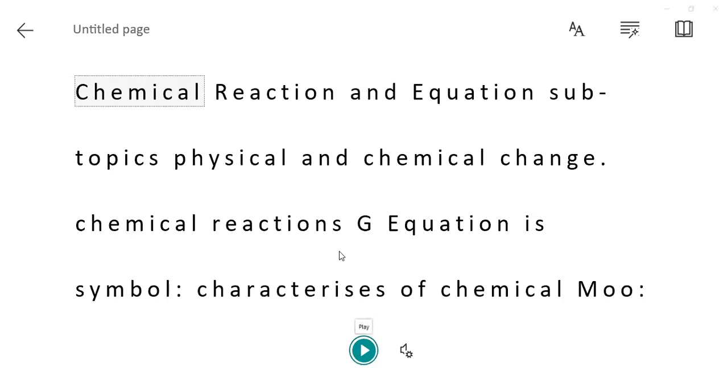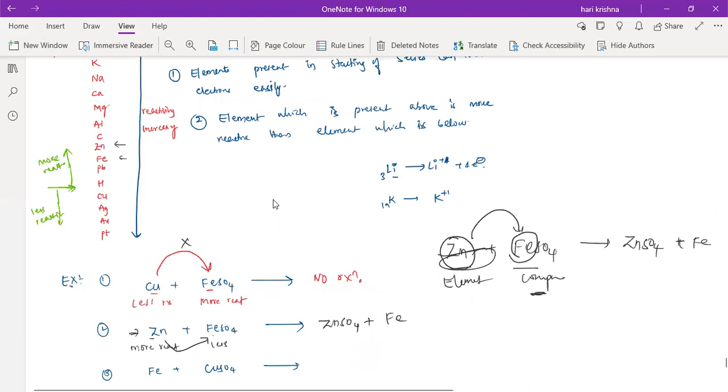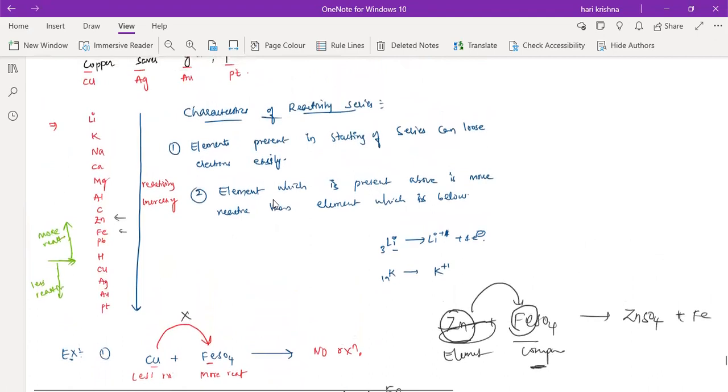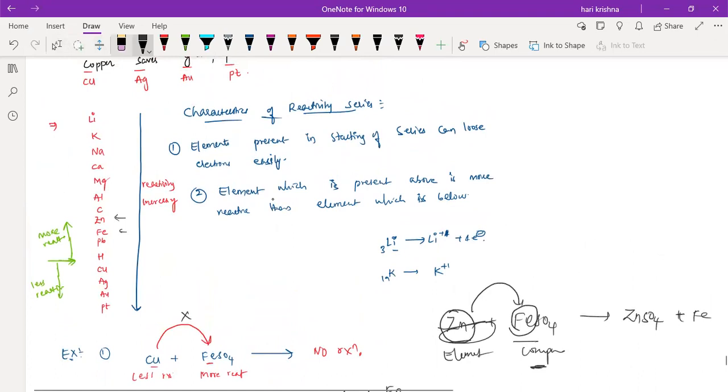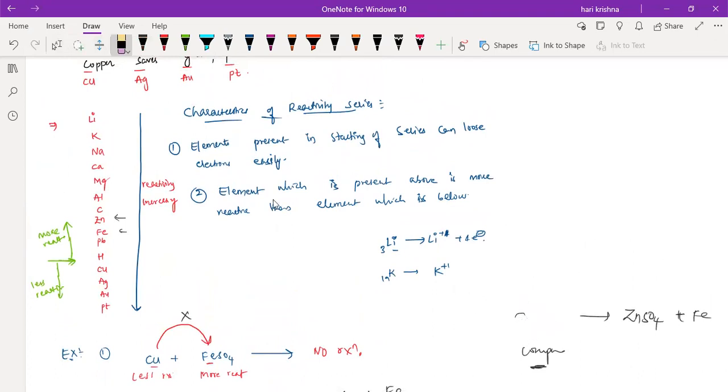Now, when you take the acids, generally acids contain the H plus ion in common. So whichever is the active metal will displace the hydrogen from the acid and form the respective salts. Active metals means whichever metals are at the start of the reactivity series.